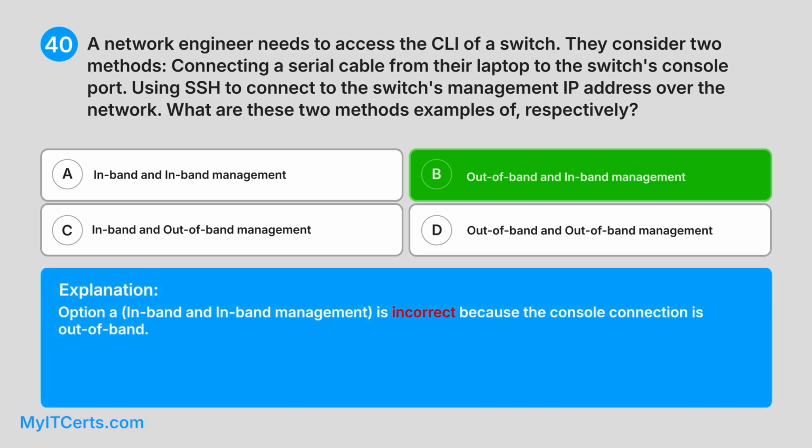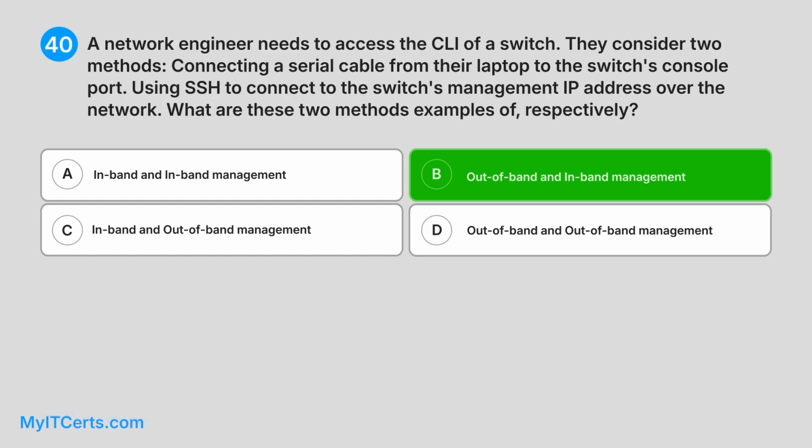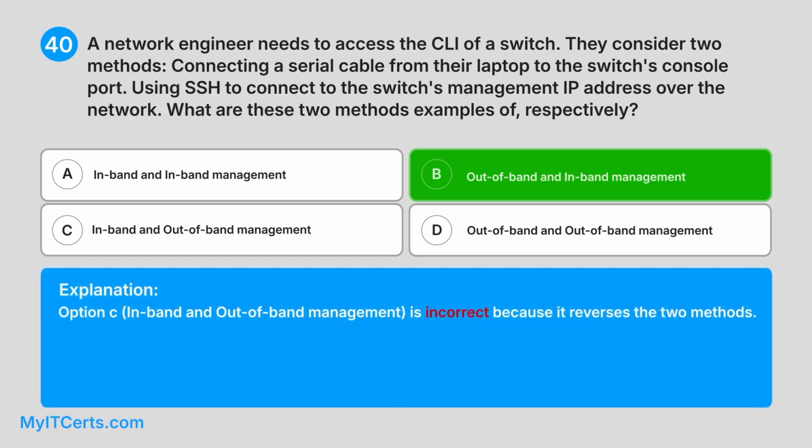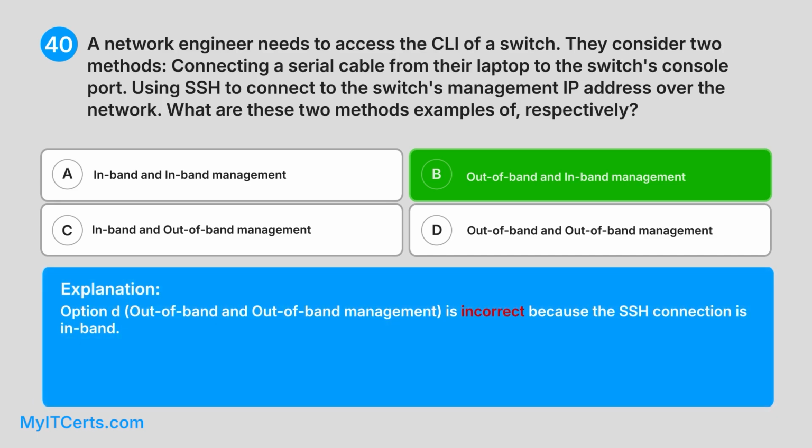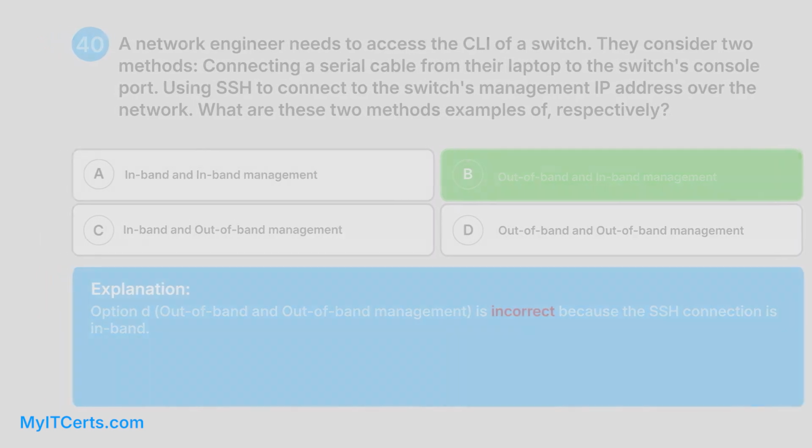Option A, in-band and in-band management, is incorrect because the console connection is out-of-band. Option C, in-band and out-of-band management, is incorrect because it reverses the two methods. Option D, out-of-band and out-of-band management, is incorrect because the SSH connection is in-band.